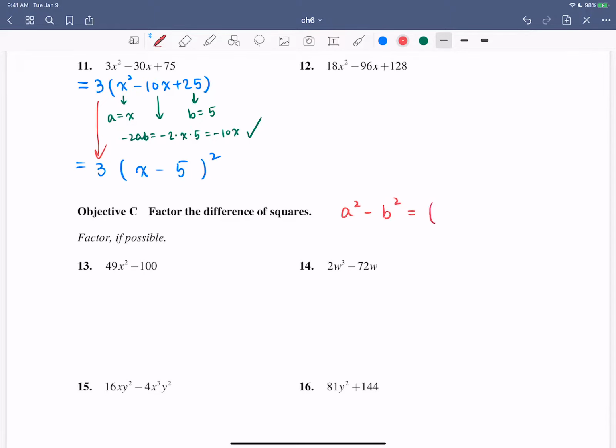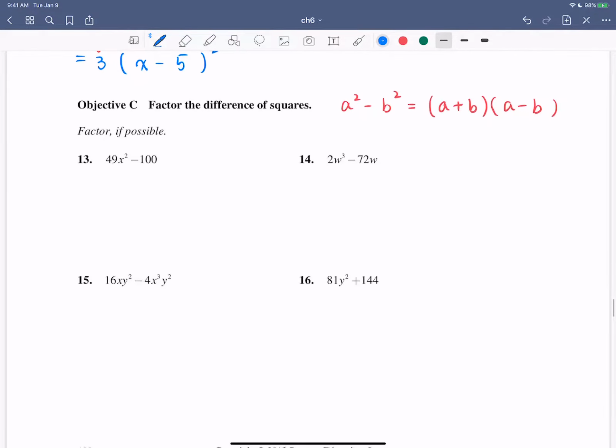According to the formula, it's the same as the product of two factors. So you have a plus b and a minus b. These are the two factors. This formula is also very easy to remember if you look at it. A plus b, a minus b. I highly recommend that you remember it as soon as possible.